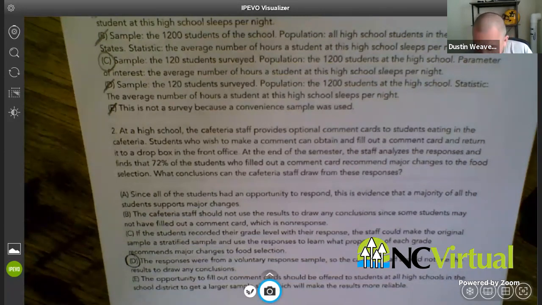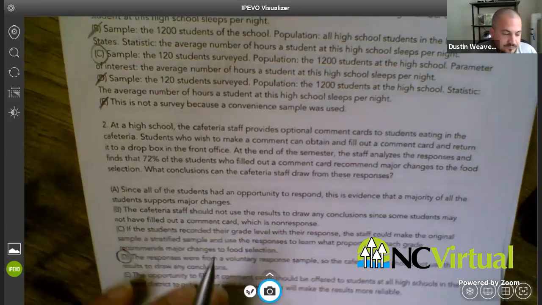But the students that really feel like it's not good or something's not going correct, they're going to fill out that card and try to get their voices heard. So even though 72% of them may have said that they want major changes, that may just be a small portion of our student population. And we're not hearing from everybody. We're not hearing from a simple random sample. We're only hearing from the extremes here in question number 2.